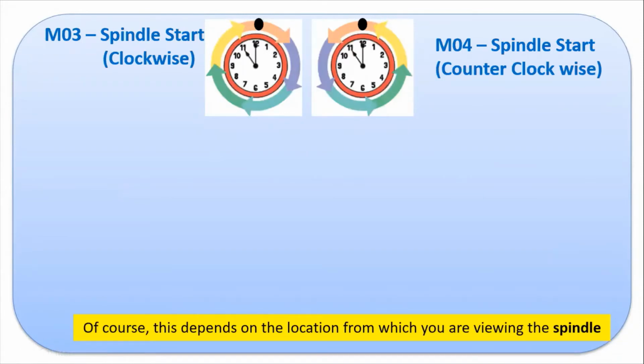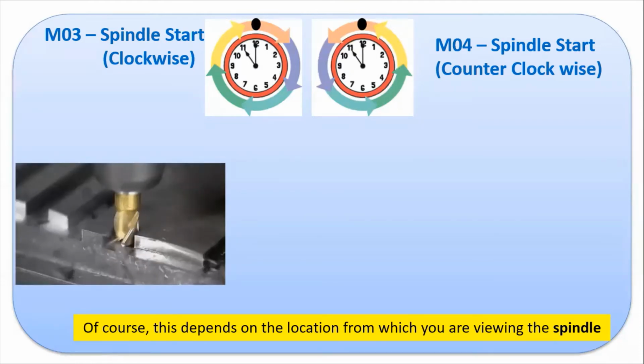Next is the M03, that is a spindle start in clockwise direction. Even M04 is again a spindle start, but in a counterclockwise direction. You can see here, in this case, I'm just showing that the spindle is rotating in the clockwise direction. In M04, the spindle is rotating in the anti-clockwise direction. Here also in the end milling cutters, it is rotating in the clockwise direction.